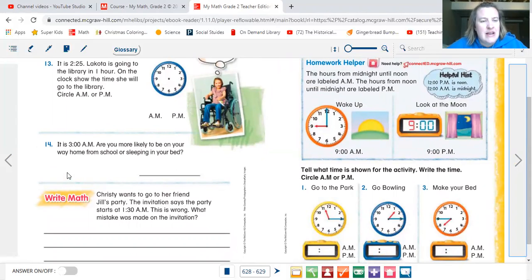All right, number 14, it is 3 AM. Are you more likely to be on your way home from school or sleeping in your bed?